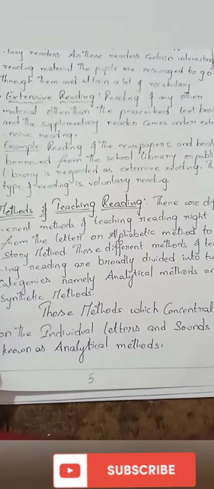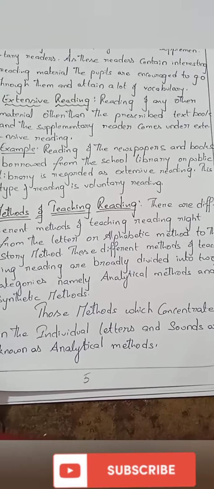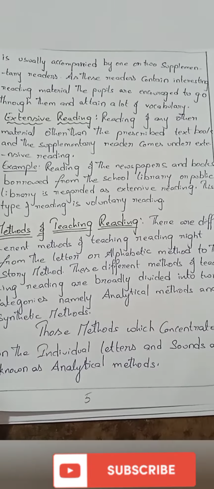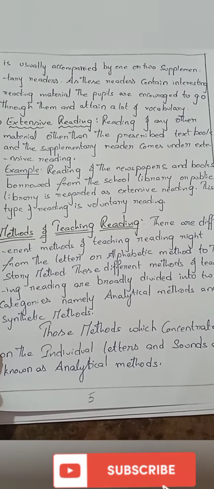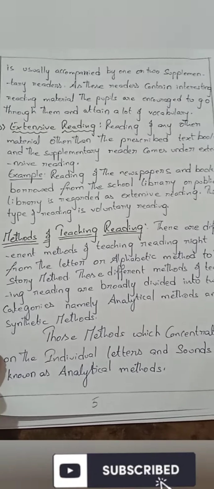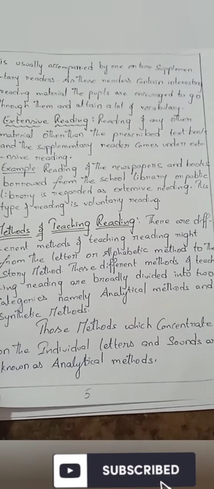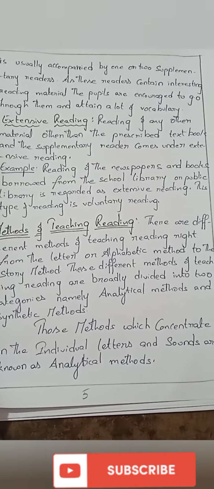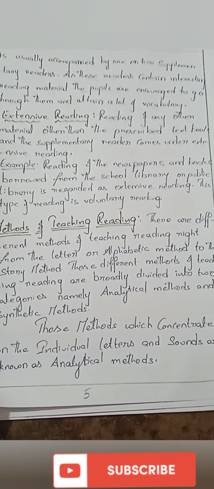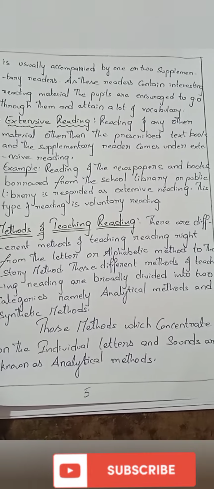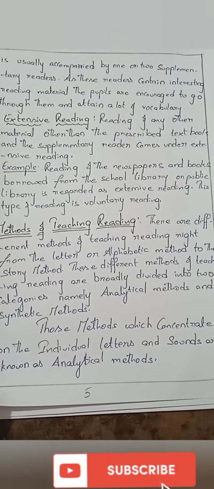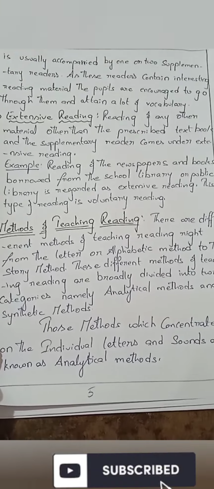For example, reading of the newspaper or books borrowed from the school library or a public library is regarded as extensive reading. This type of reading is voluntary reading. Methods of teaching reading. There are different methods of teaching reading, right from the letter or alphabetic method to the story method. These different methods of teaching reading are broadly divided into two categories, namely analytical method and synthetic method.